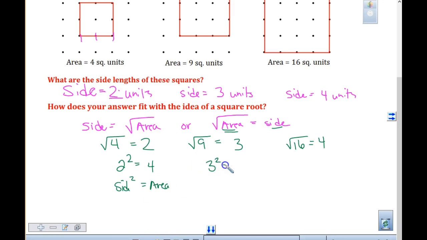So being able to go back and forth between these two: 3 squared equals 9, 4 squared equals 16. Now some of you have these numbers down. You kind of get that, squares and cubes. You already started looking at those.